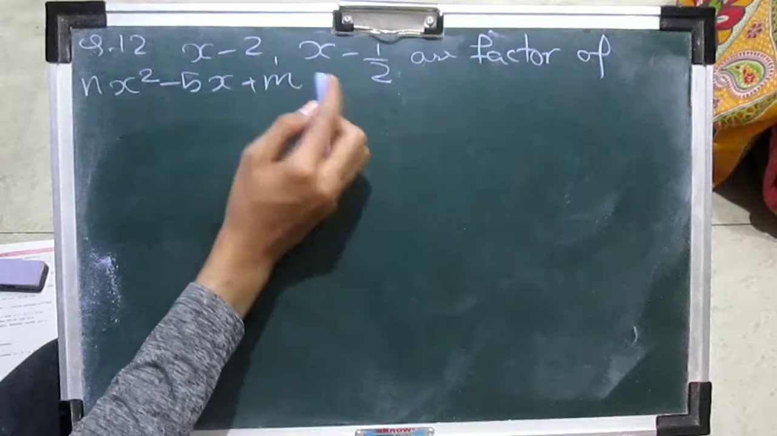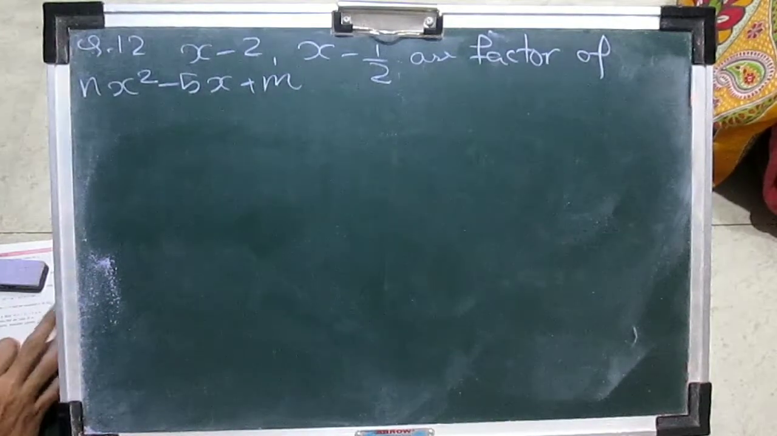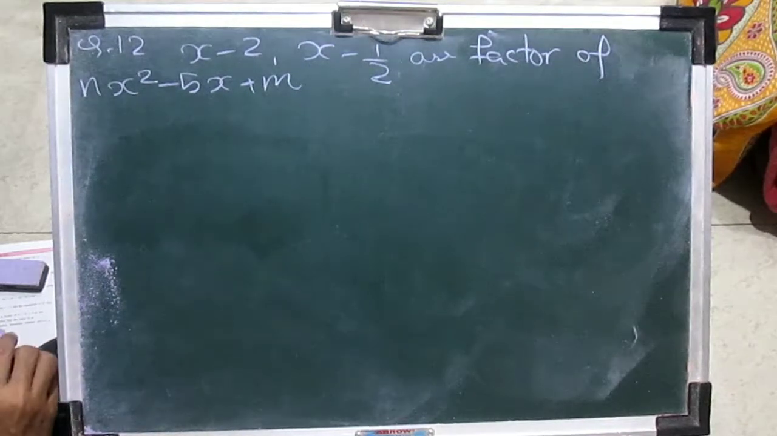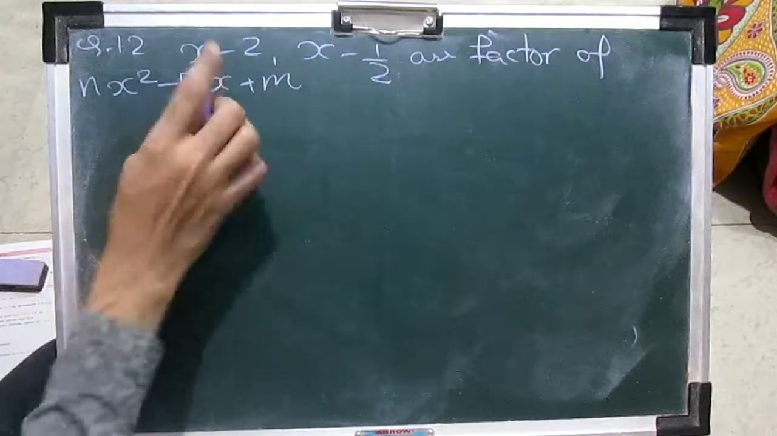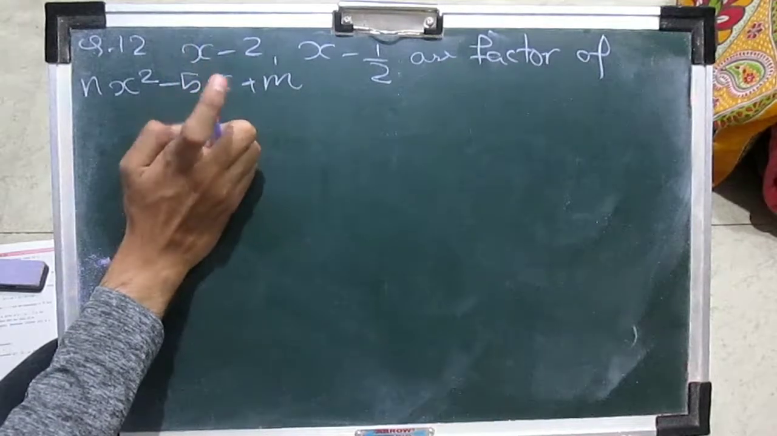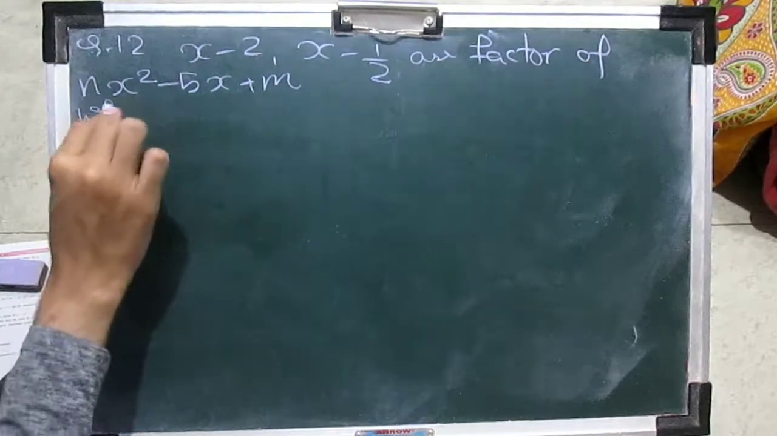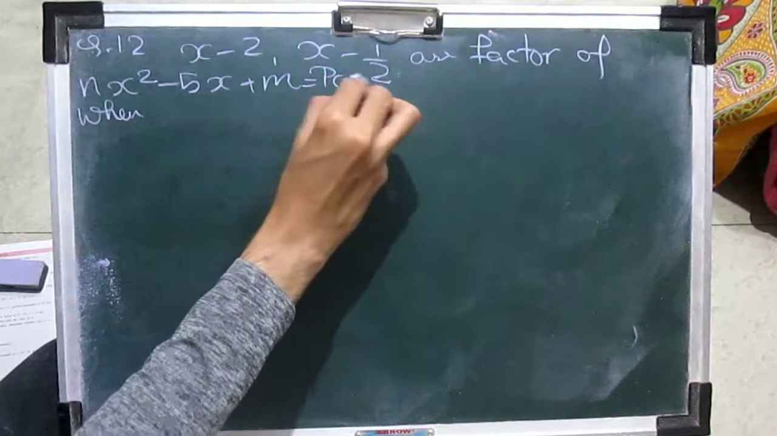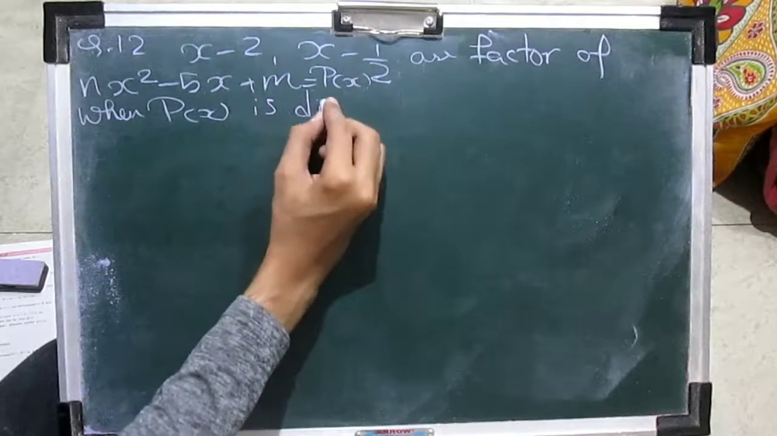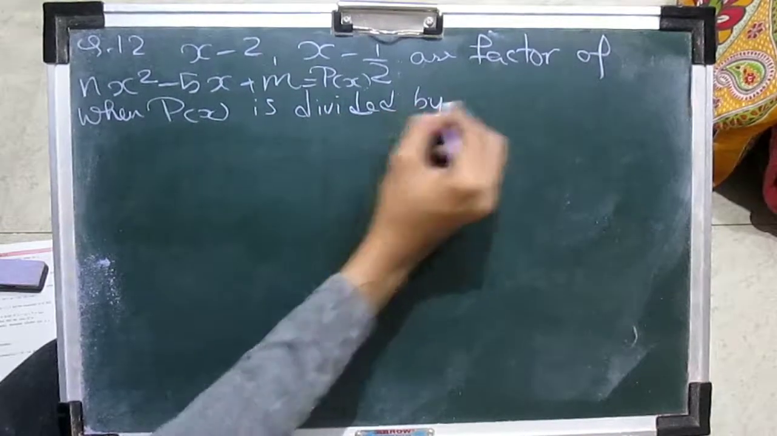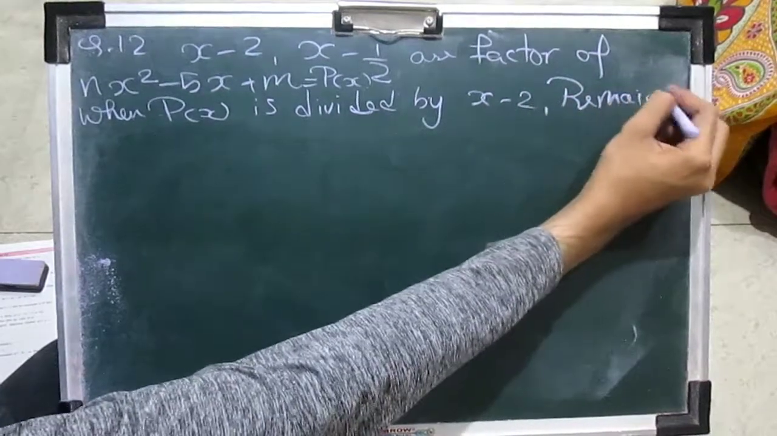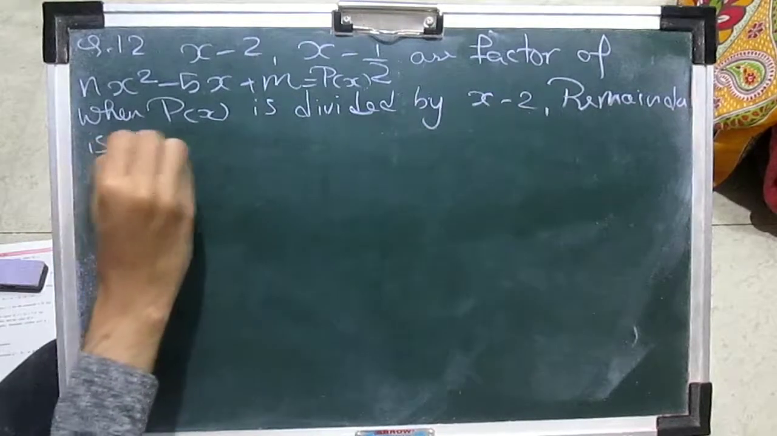Okay, then we are supposed to show that m and n both the value is 2. Okay, let's find out. So if they are the factor, whenever I divide this polynomial by x minus 2, if it is a factor, remainder must be 0. So suppose I give it the name p of x, when p of x is divided by x minus 2, then remainder is 0. So we use that thing.